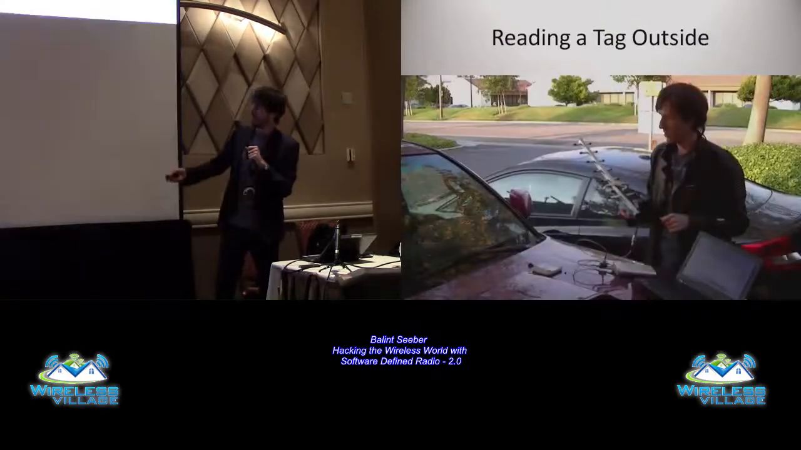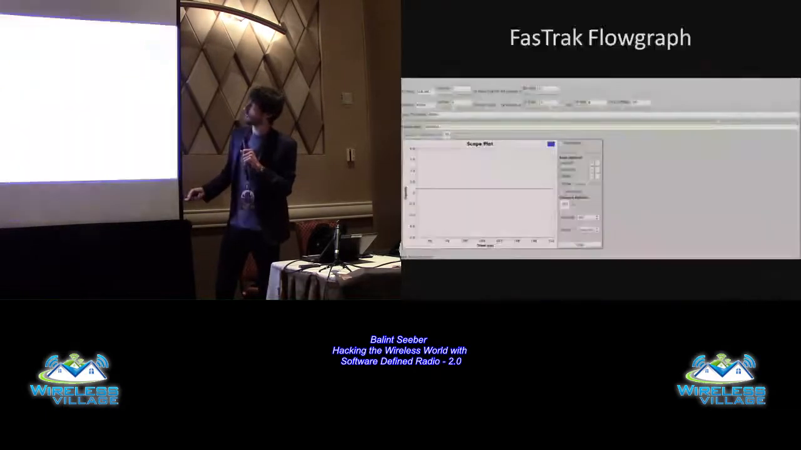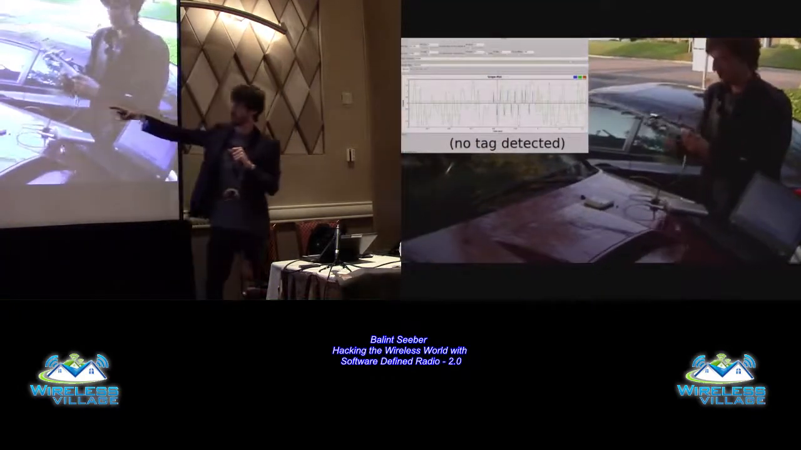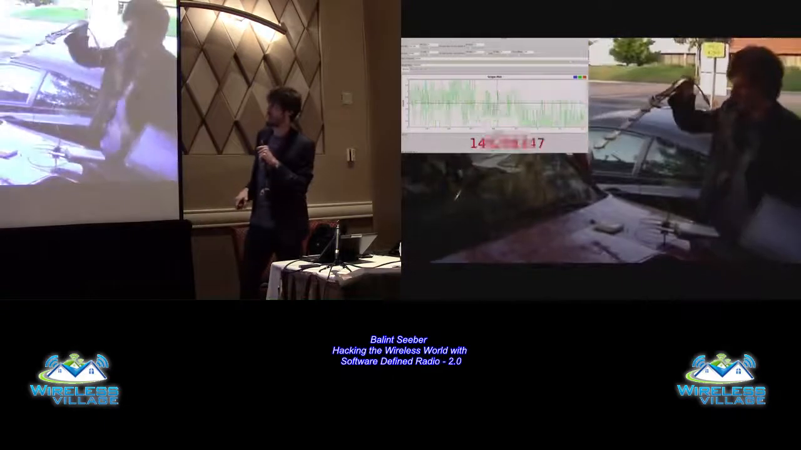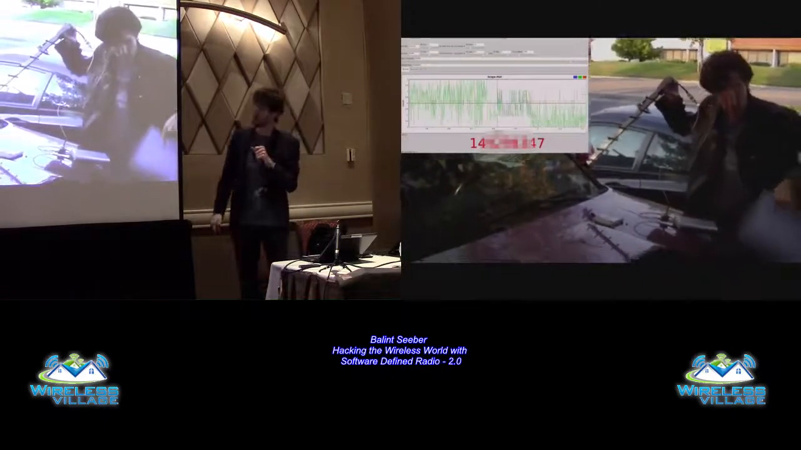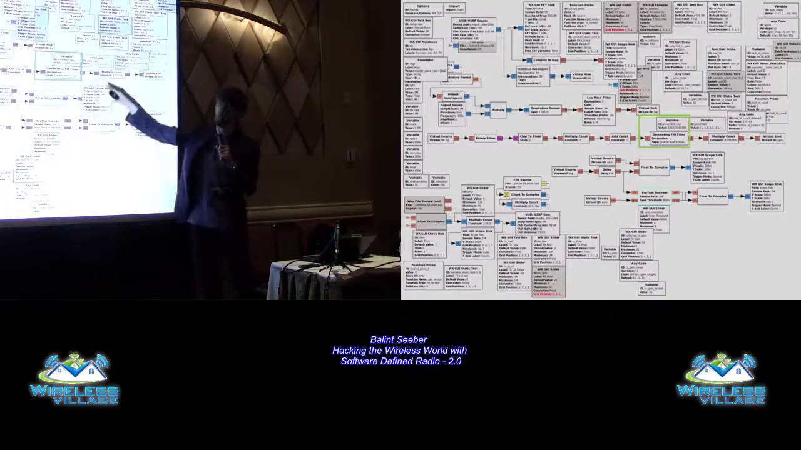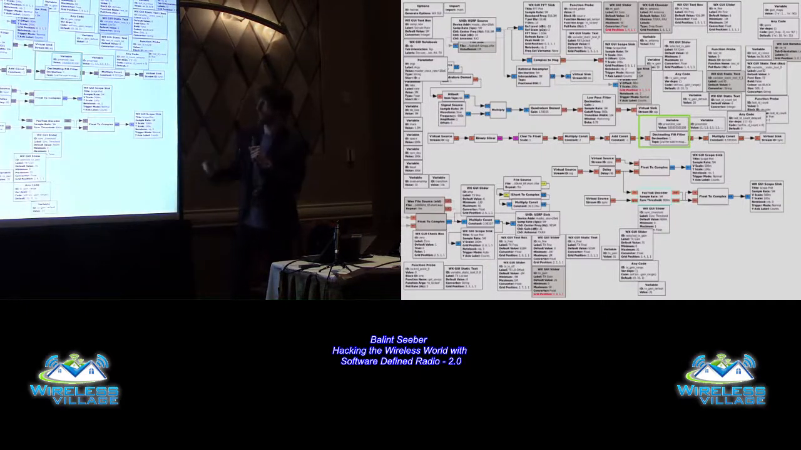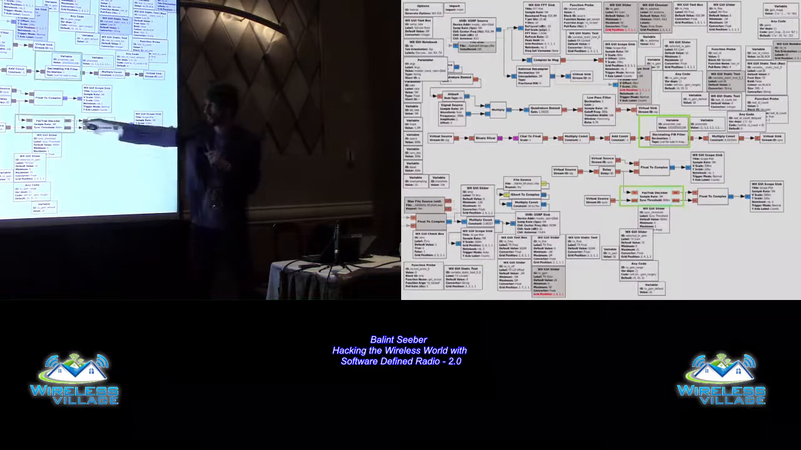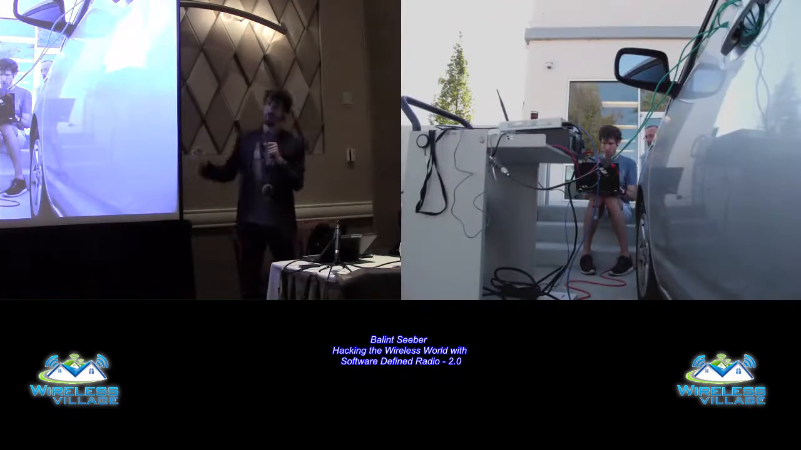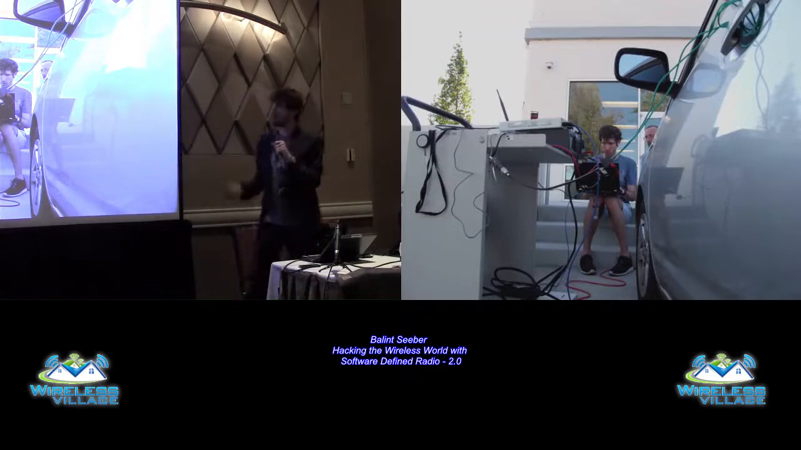So here I was just reading this tag outside. I've just put one under the windshield there, and I can put the antenna over there, and then it picks it up. This is the flow graph. This is both transmitting and receiving out of the same unit through that circulator, and that's just the fast track decoder block there. Another thing we tried to look at is the keyless entry, for example, the Toyota Prius.